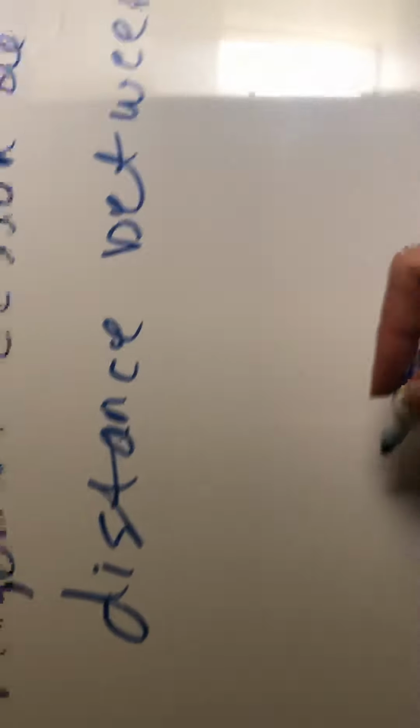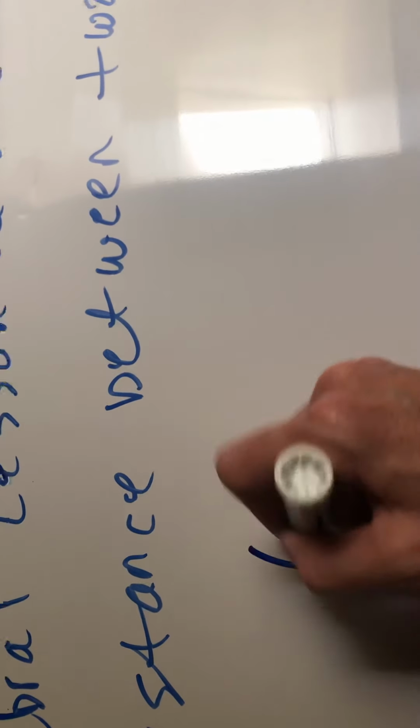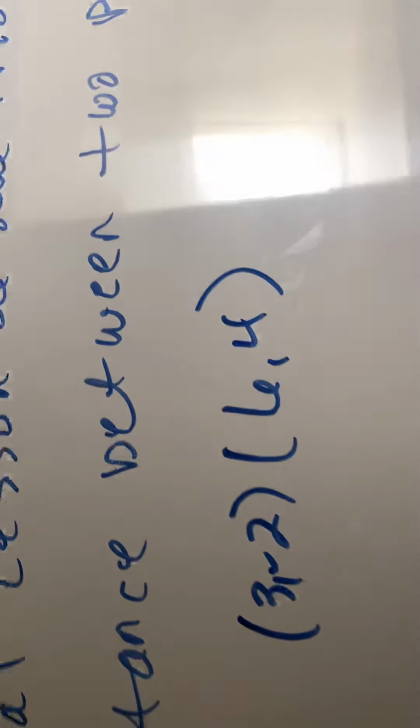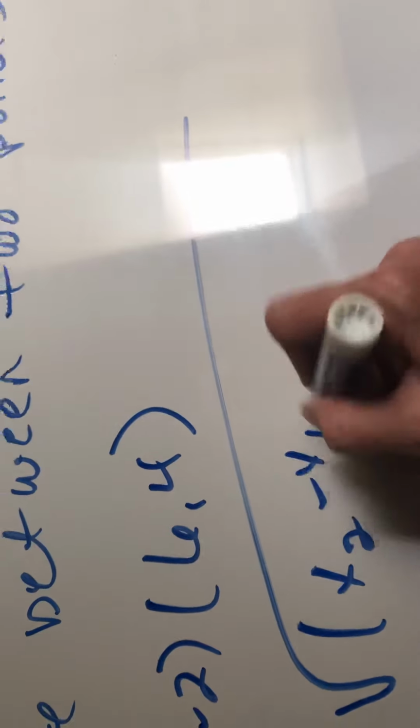Try another one of distance between 2 points. So distance between 2 points, points 3, -2 and 6, 4. So I'm going to find the distance, so I'm going to write the distance formula, which is what I want y'all to do.